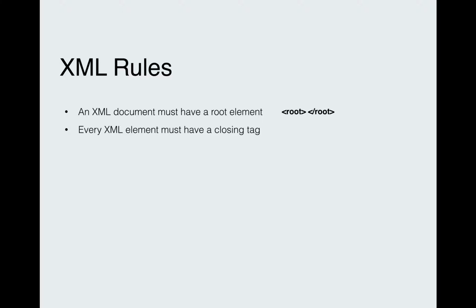Every element must have a closing tag. Most elements will have an opening tag and a corresponding closing tag. The only difference between a closing and opening tag is the / at the beginning of the closing tag, after the initial less than angle bracket.